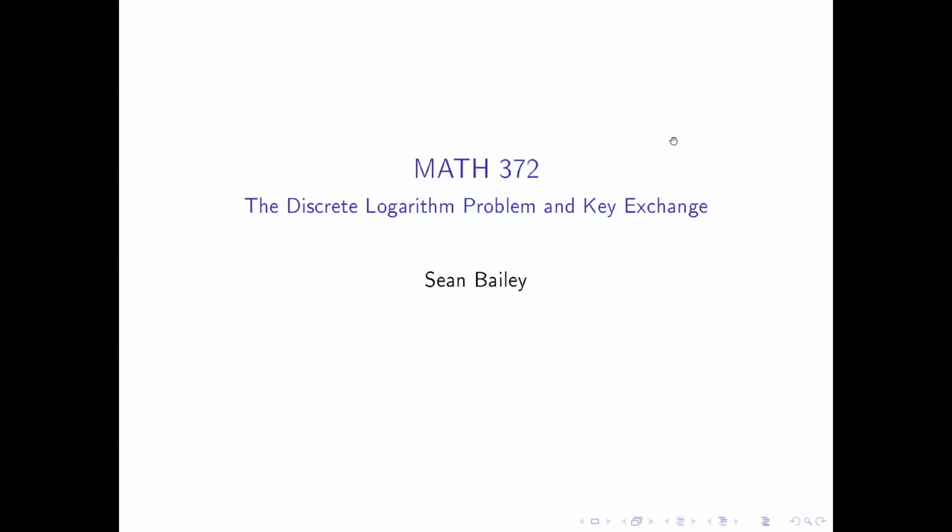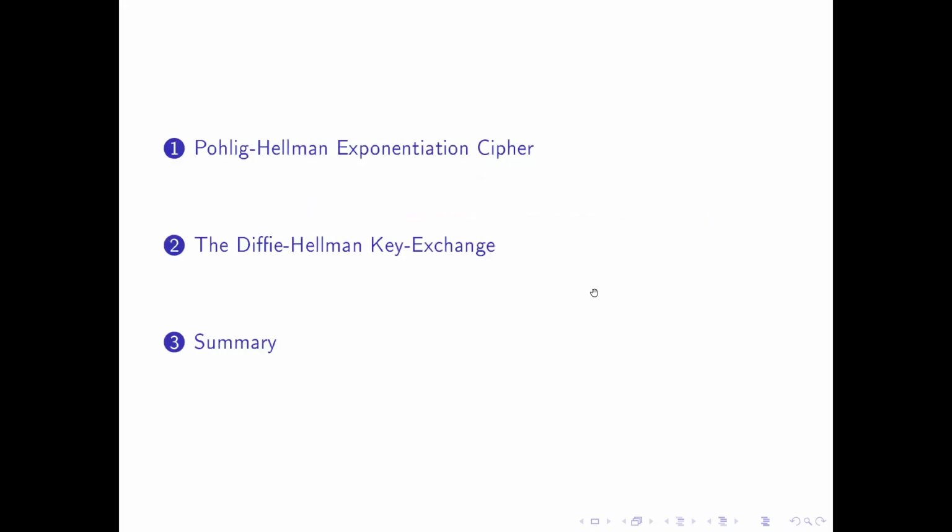So let's keep talking about the discrete logarithm problem from last week. And I'm actually going to tie in a bunch of the other concepts we've been talking about lately and why they're really, really important. So I'm going to introduce two different ciphers, a cipher and a key exchange. And you'll see the names right now: the Pohlig-Hellman exponential cipher and the Diffie-Hellman key exchange.